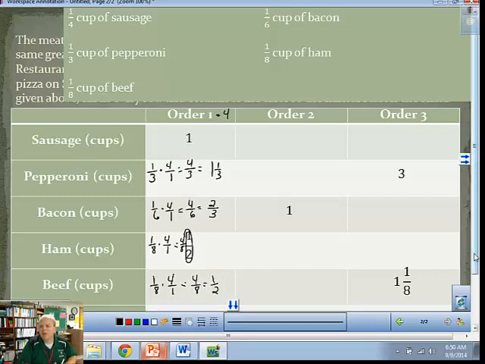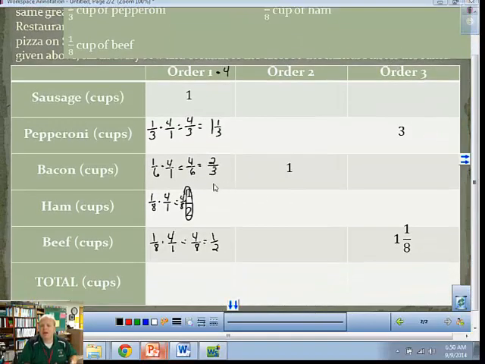And if I was to total these up, this equals 2, so 2 plus 1 is 3. 1/2 plus 1/2 is 1. So 1 plus 3 is 4. So the first total pizza order was 4 cups.